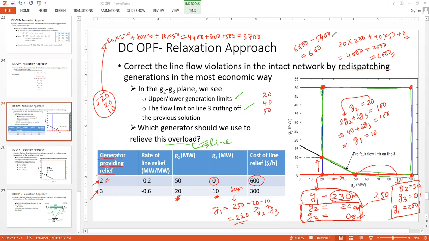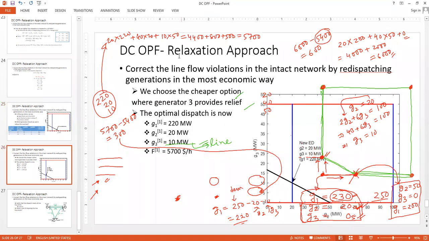Our previous cost was 5400. So the new added cost would be 5700 minus 5400 equals 300, which is written over here. So which one is the less costly option? This one is the less costly option, so we will go for it. Our new ELD solution will be this point and not this point. So this shifting will yield less cost for the operator. That would be the solution.